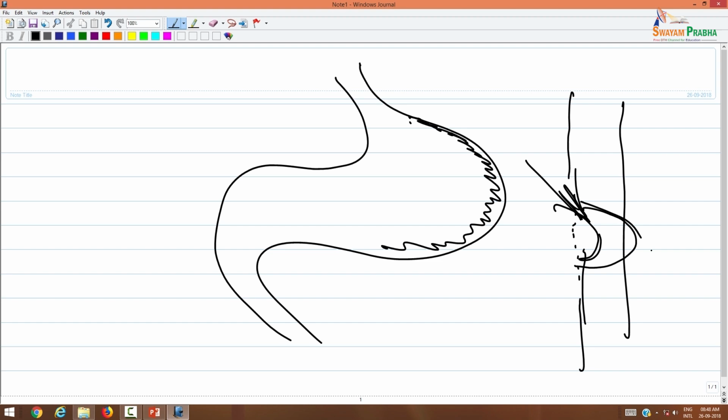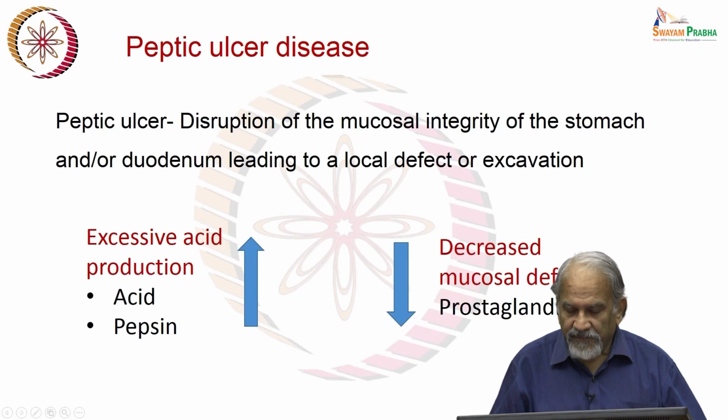Now, this mucous membrane has two things. One, there is a constant release of hydrochloric acid in the fundus area from the parietal cells, and this acid which is released in the stomach is essential for the digestion of food. However, it also damages the mucous membrane. For that purpose, there is a protective covering of prostaglandin, which covers the delicate mucous membrane from the action of hydrochloric acid.